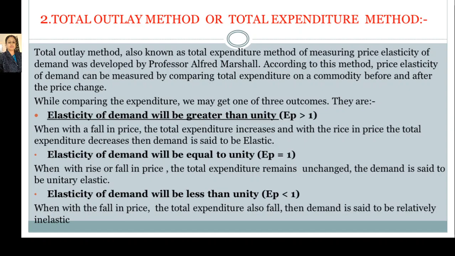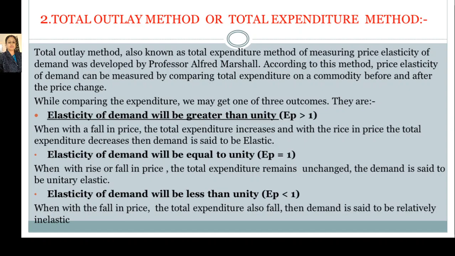When with a fall in price, total expenditure increases, and with a rise in price, total expenditure decreases, then demand is said to be elastic. So in simple words, we can say that the price and total expenditure will go in two different directions. When price falls, expenditure increases. When price rises, expenditure falls. Then the demand is said to be elastic, and the value of such elastic demand is greater than 1.